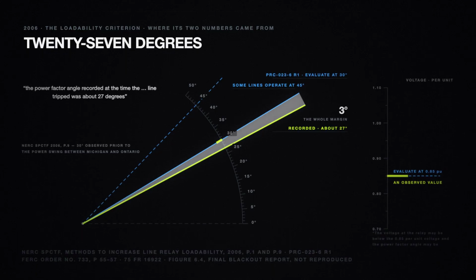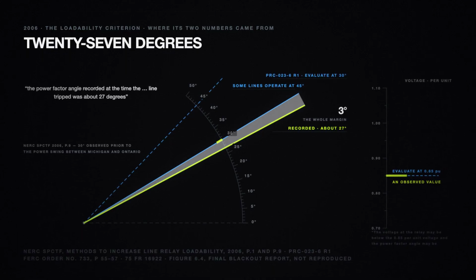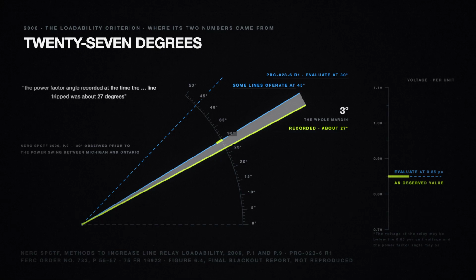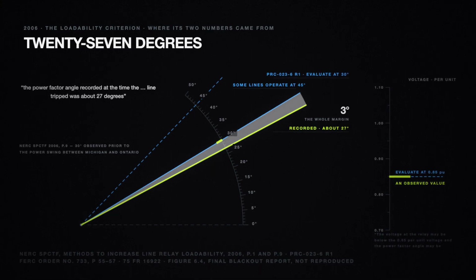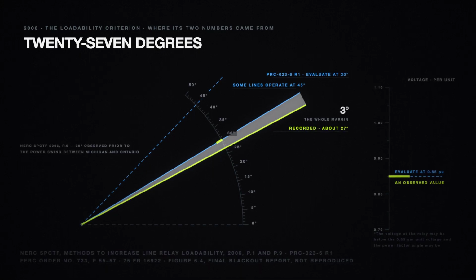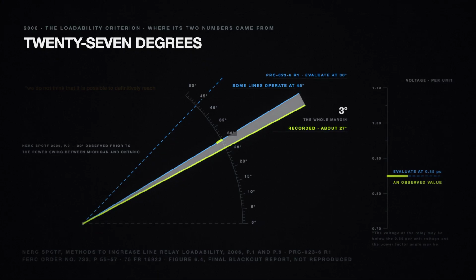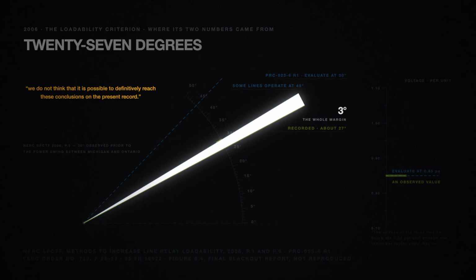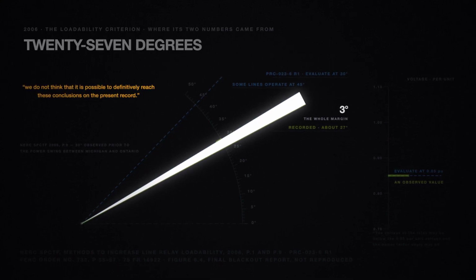The loadability recommendations are not absolute system conditions. The voltage may be below 0.85 per unit and the power factor angle greater than 30 degrees, and on whether the standard would have changed that night: we do not think that it is possible to definitively reach these conclusions on the present record. The whole margin was 3 degrees.